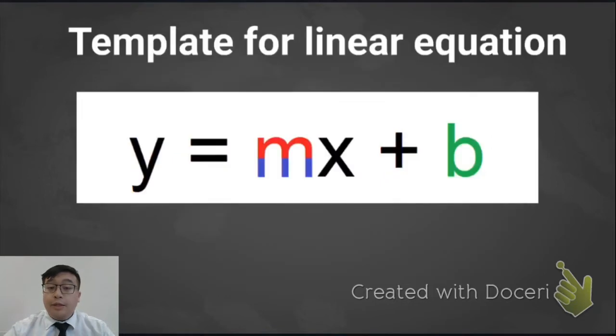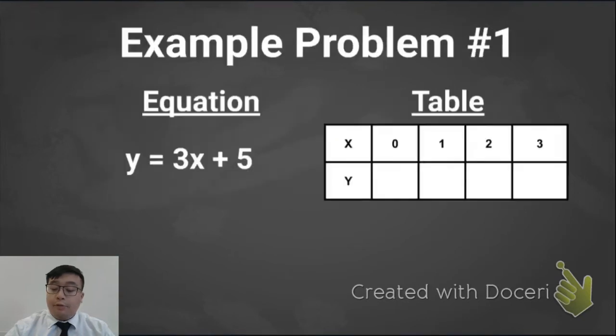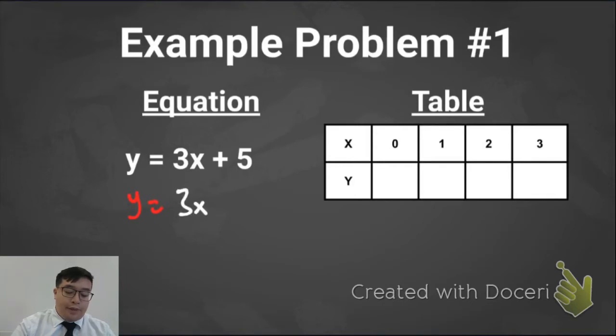We know that the linear equation is going to look like y equals mx plus b. And by replacing the x value and solving for y, we'll be able to fill out our table. So let's take a look at the first example problem. We have the equation y equals 3x plus 5. And by replacing these x values, we're able to figure out where our table is going to be.